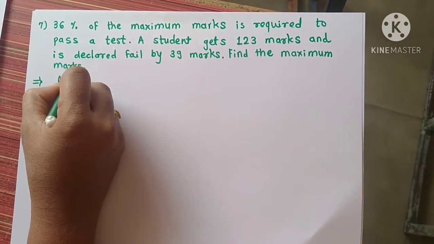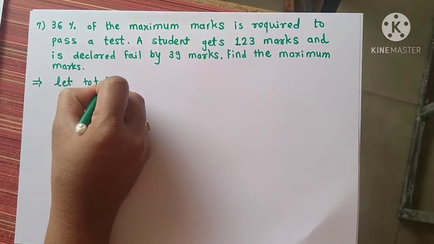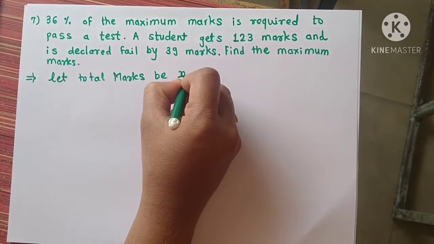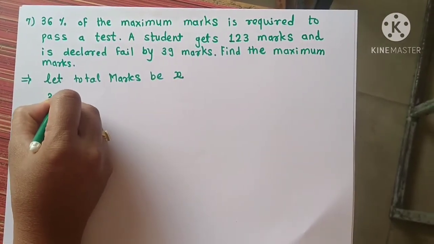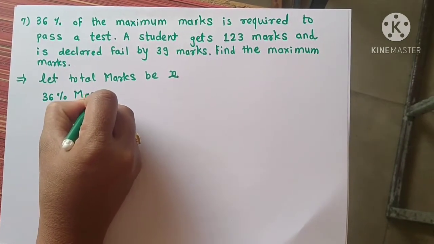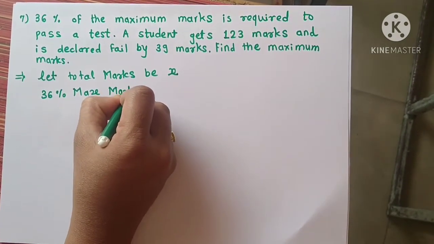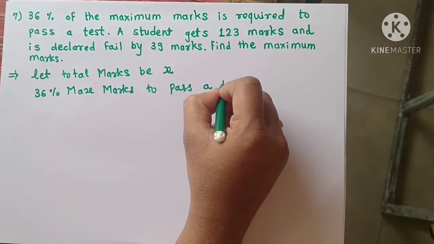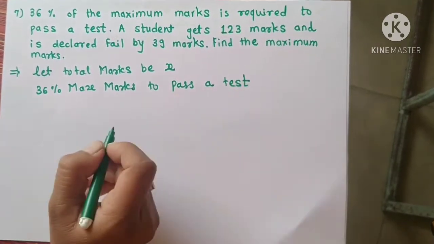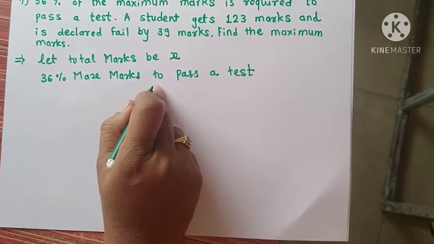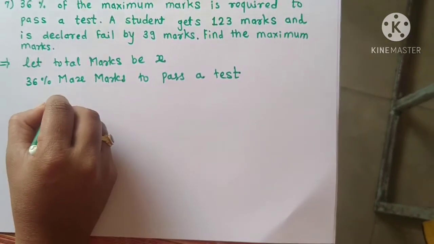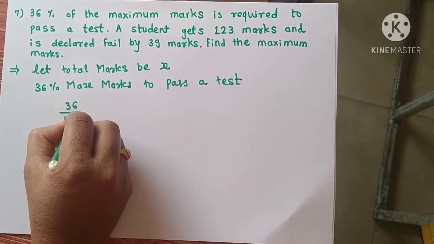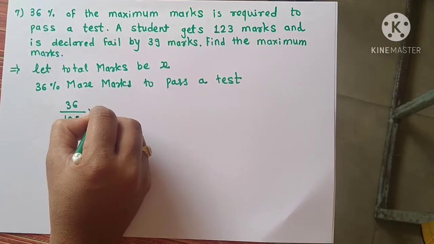So first of all, let the total marks be x. 36% of the maximum marks is required to pass a test. How many marks does he want to get to pass a test? That is 36% marks to pass a test. So 36 upon 100, and we have to find out the total marks.